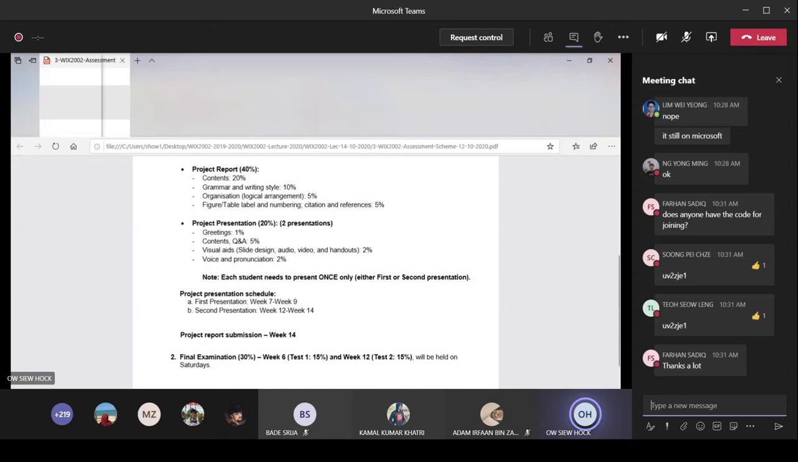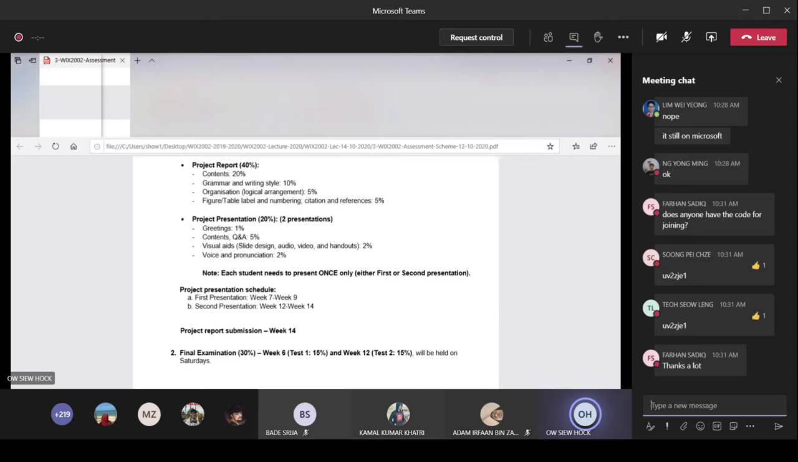So next, the project report, which carries 20 marks. What are the criteria I use to assess your project report? The contents itself will be 20 marks. The grammar and your writing style, 10 marks. Organization, that I already gave you. If you look at the next file, the project guideline, I gave you the template: chapter one, the contents and so on, how you organize it. So this one will be 5 marks for organization. Then of course you will produce figures and tables for your report. You must have a figure label, the figure itself, and how you do the numbering.